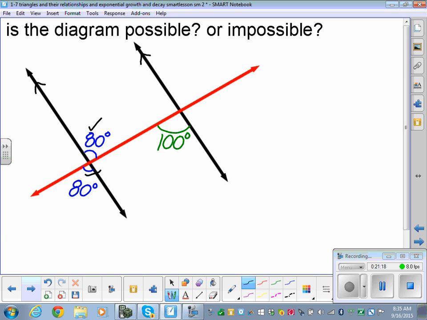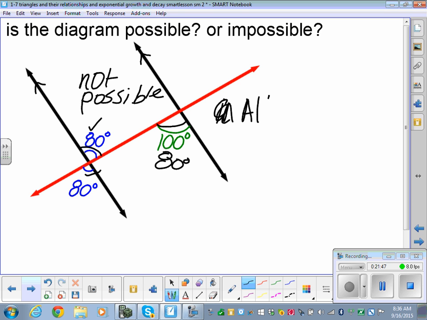Alternate interior angles. So look, this is alternate to this, and they're both inside the parallel lines: alternate interior. What do we know about alternate interior angles? They must be equal. So if we had a true diagram, this would also be 80 degrees, and they gave you 100. So this one is not possible, due to alternate interior angles. We need to give reasoning. Okay? Does that make sense?